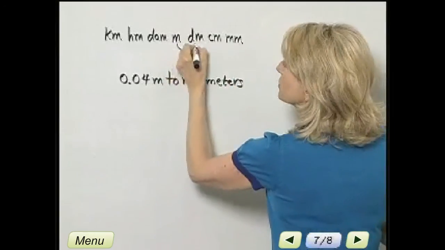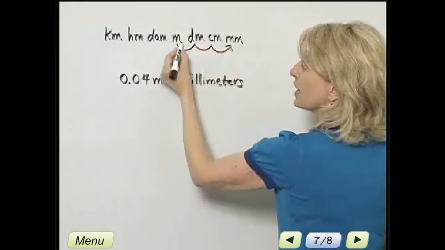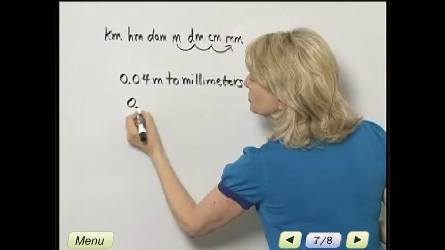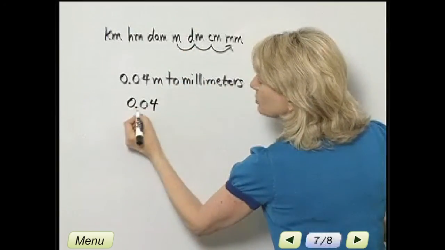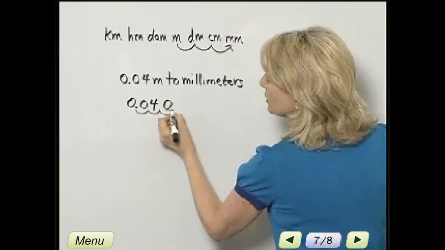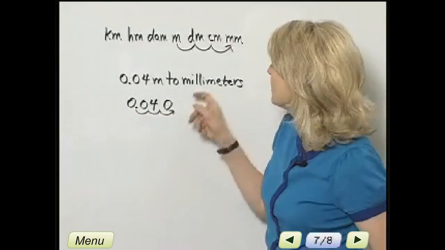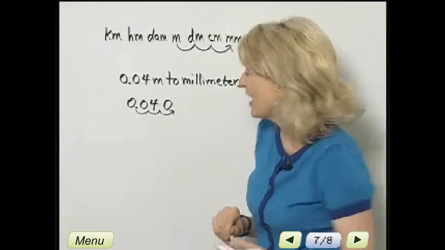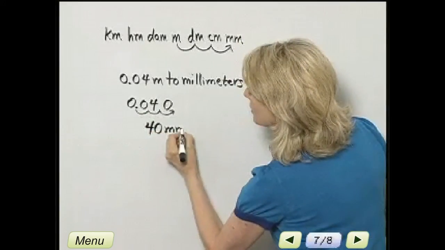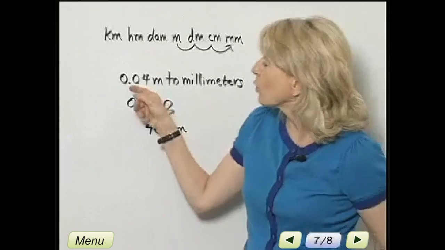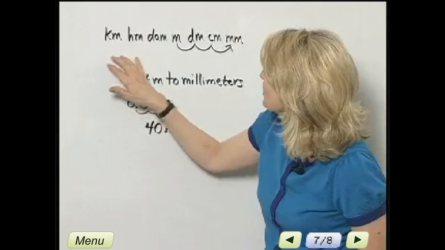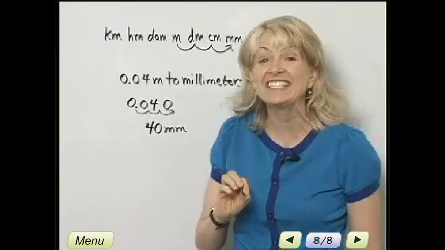From meters to millimeters, I move 1, 2, 3 places to the right. That's what you do with the decimal point. You move it 1, 2, I'll need to insert a 0, 3 places to the right. So how many millimeters do we have? We have 400,000 millimeters. So 400 meters equals 400,000 millimeters. I would suggest using this chart. It does help.